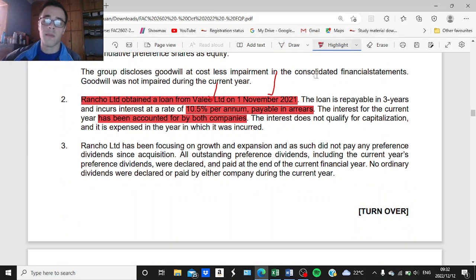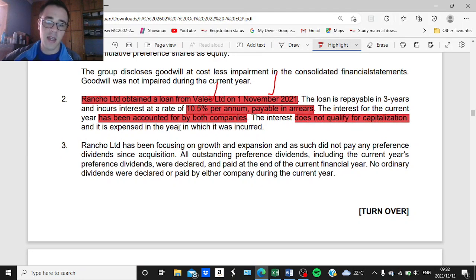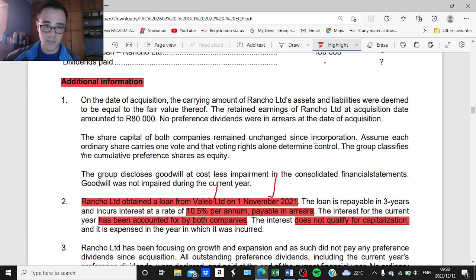Okay, the interest does not qualify for capitalization and is expensed in the year in which it was incurred. Okay, that is in accordance with the accrual basis of accounting, which states that we have to recognize an expense when it is incurred and not when the actual cash flow for that expense occurs. Now, the interest does not qualify for capitalization, so we do not have to add the interest amount to the value of the long-term loan.